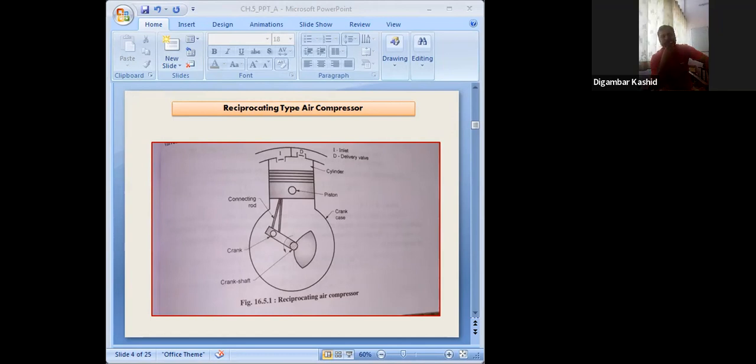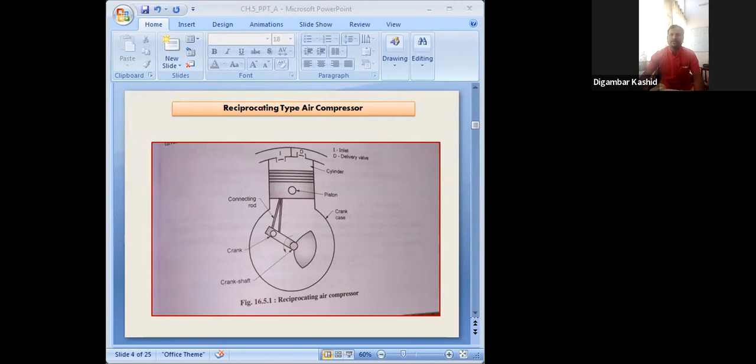With the help of this schematic diagram, I will explain. This is a typical piston type reciprocating air compressor, and it consists of a cylinder. Head is there, on the upper side with the inlet and outlet valves. That is the cylinder head. Then the piston with piston ring. Inlet and outlet ports, or delivery valves, you can call inlet valve and outlet or delivery valve. Then this is a connecting rod. This is a crank. Please check, this is a crankshaft.